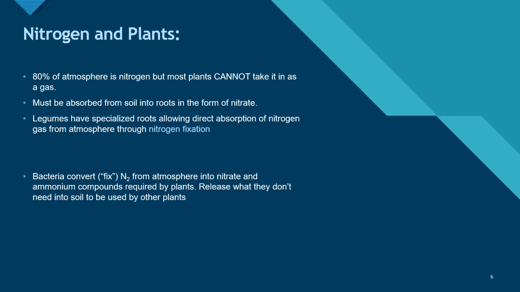Legumes have a specialized route allowing direct absorption of nitrogen gas from the atmosphere through something called nitrogen fixation. What nitrogen fixation is, is the bacteria converting or fixing nitrogen from the atmosphere into something called nitrate, if you remember from chemistry, and ammonium compounds required by plants. They release what they don't need into the soil to be used by other plants. So that's why legumes are really important, because they go through nitrogen fixation.